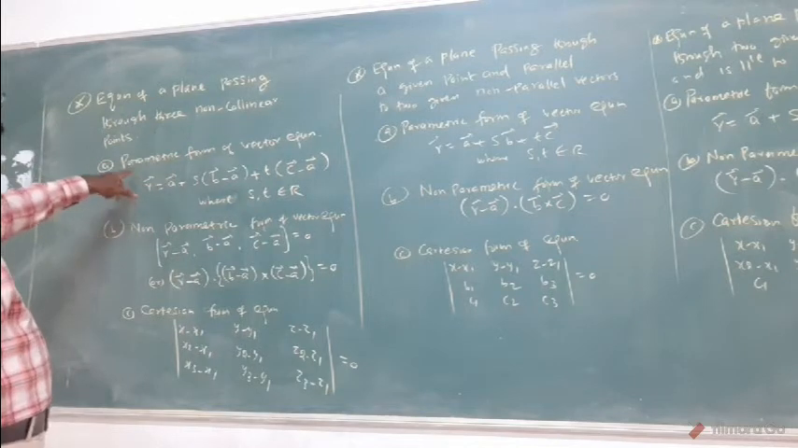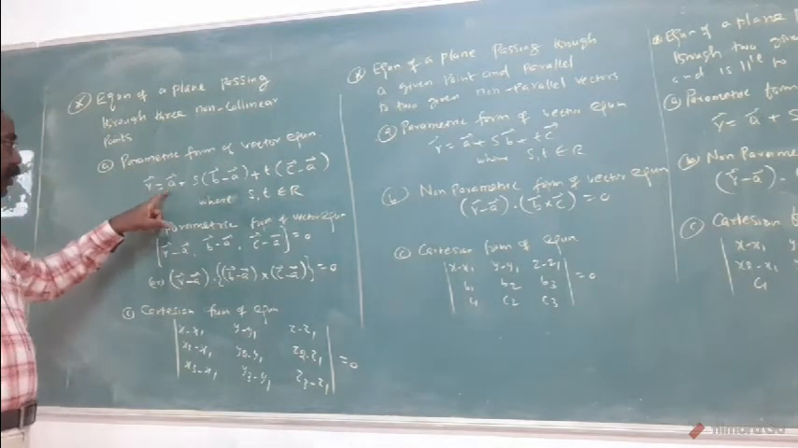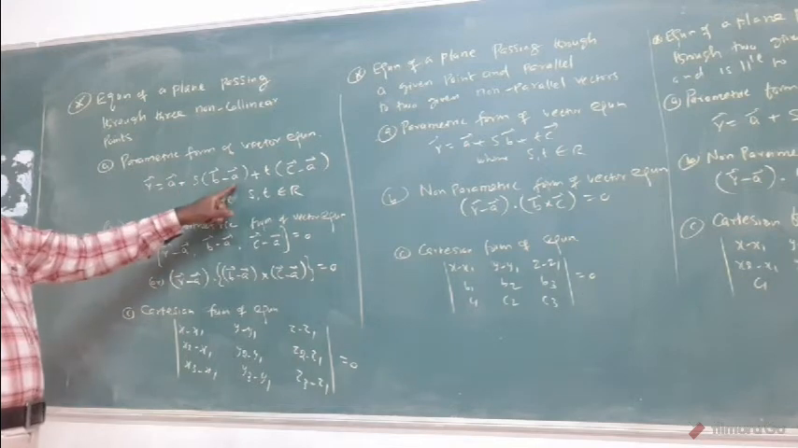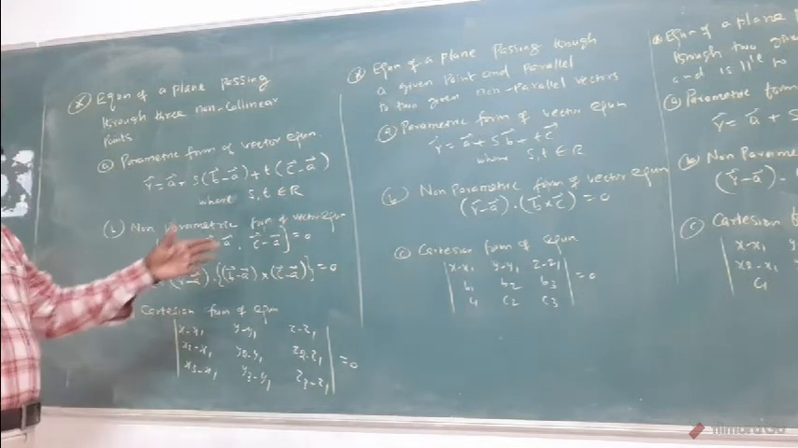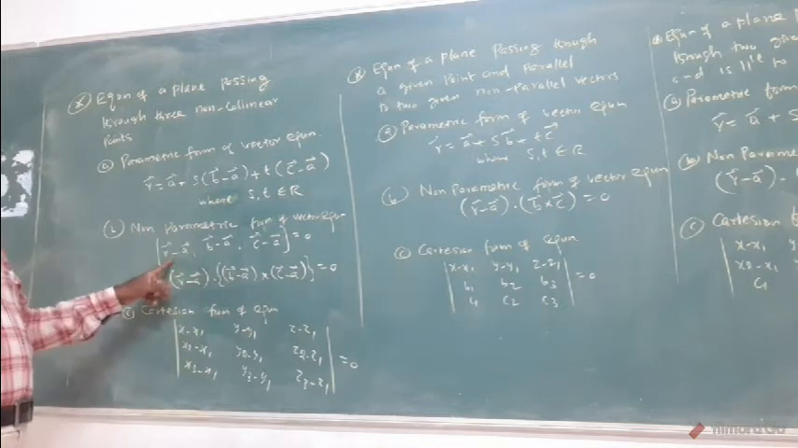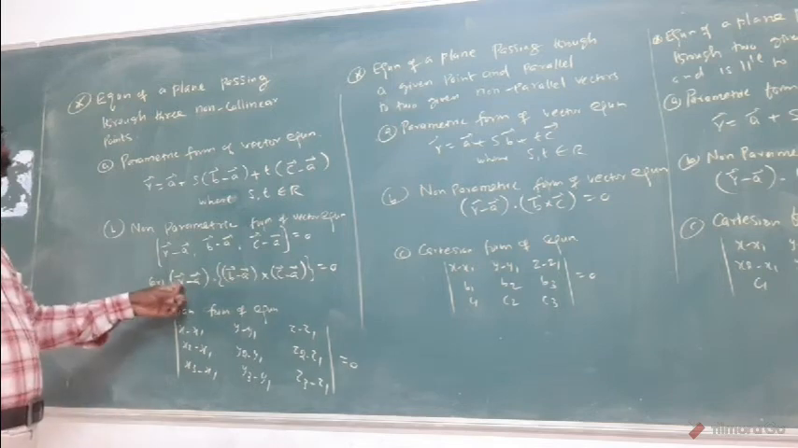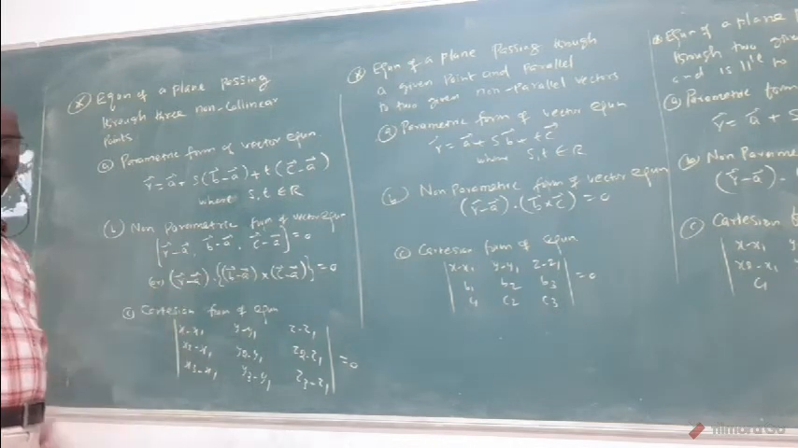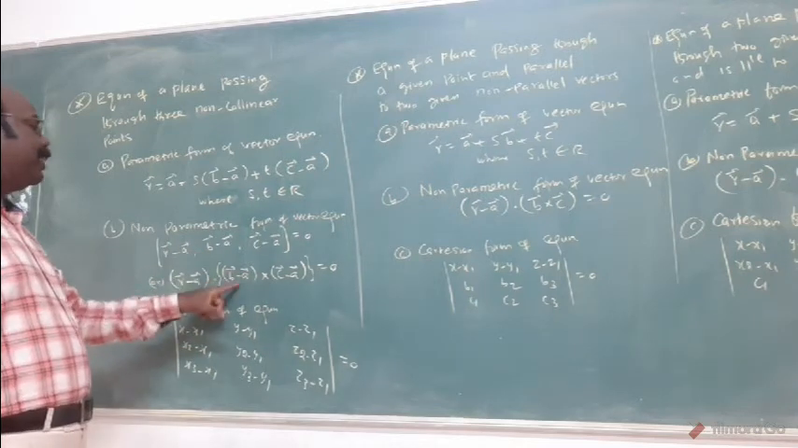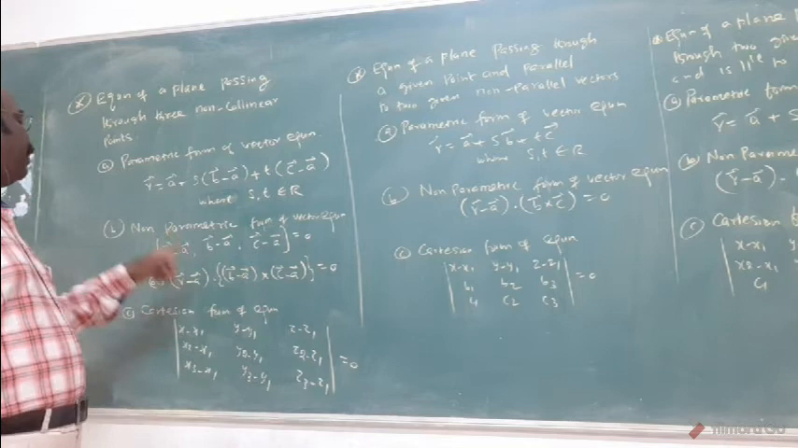What is the formula? The parametric form of the vector equation: R vector equals A vector plus S times (B minus A) vector plus T times (C minus A) vector. The non-parametric form is what? This can be written as (R minus A) dot ((B minus A) cross (C minus A)) equals 0. The first one dot, the second and third cross. Already find B minus A and C minus A, then after the cross product, substitute here. That is called the non-parametric form.